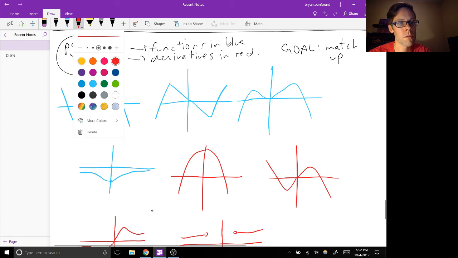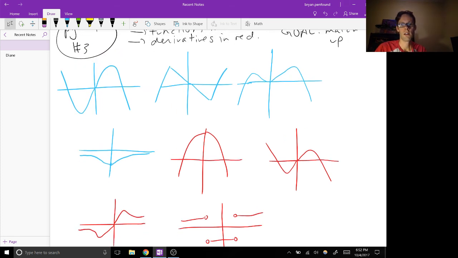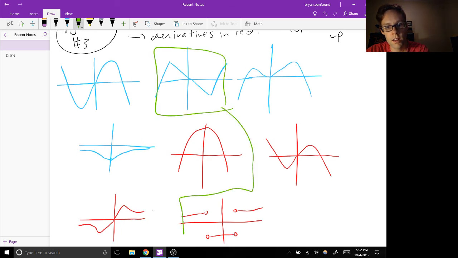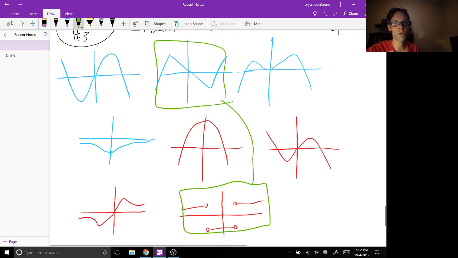All right, so I'm just going to move over to maybe a green marker here. And there's one that's super obvious to me right away. I do believe that this function here is going to match up with this derivative here. Now I can try to give you some reasoning here as to why that might be the case.